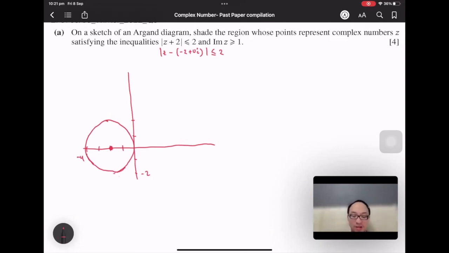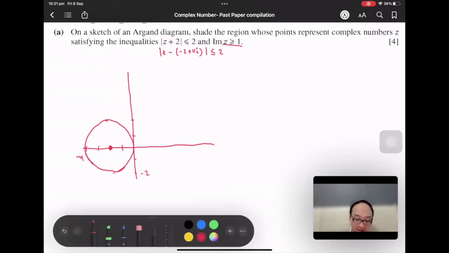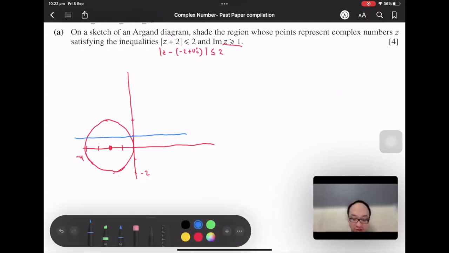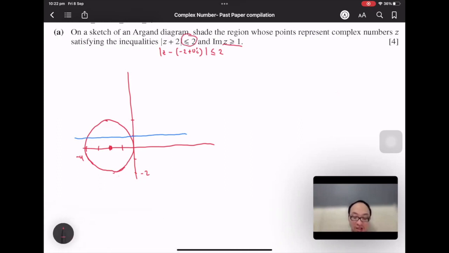And then it should be smaller than 2, so that means it's inside the circle. But we also have to draw imaginary z greater than 1. So imaginary z greater than 1 is this. So find the region smaller than 2, that means inside the circle, and greater than 1. So here.